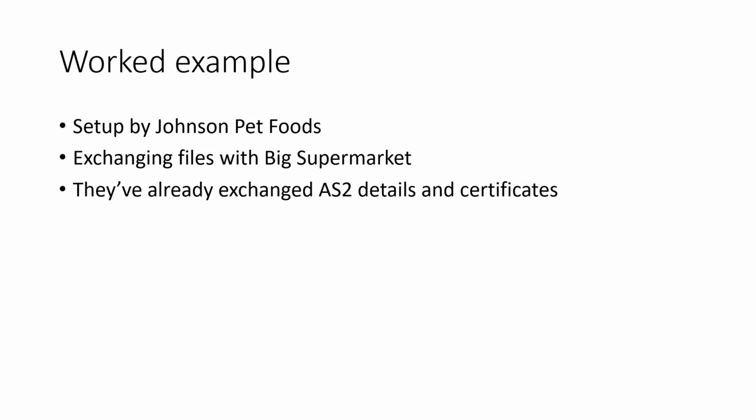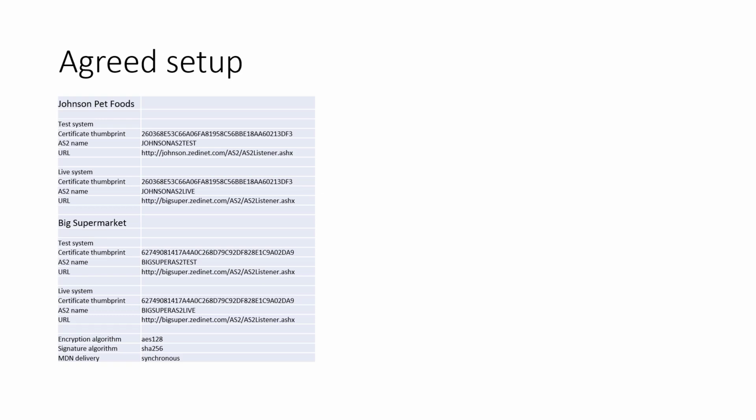We're now going to work through an example from the point of view of a company called Johnson Pet Foods. They need to set up an AS2 connection with one of their customers, Big Supermarket. Both sides have exchanged AS2 details and certificates with each other, and this is what's been agreed.